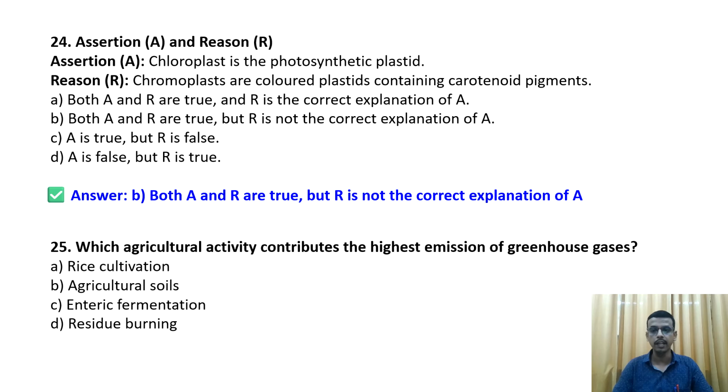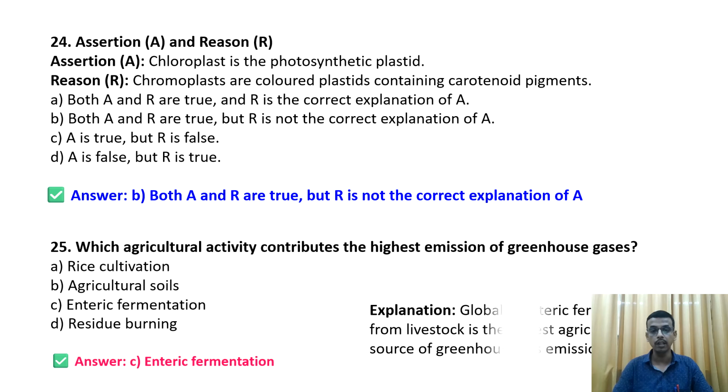Then, which agricultural activity contributes the highest emission of greenhouse gases? Obviously, most of the students will write rice cultivation. No, that is the wrong answer. The most contribution of greenhouse gases comes from enteric fermentation. Then what is enteric fermentation? This is actually when livestock animals take the feed in their intestine, that is digested and produces a huge amount of methane, and that comes to the outside. So that is the major highest emission of greenhouse gases. So the answer is enteric fermentation.